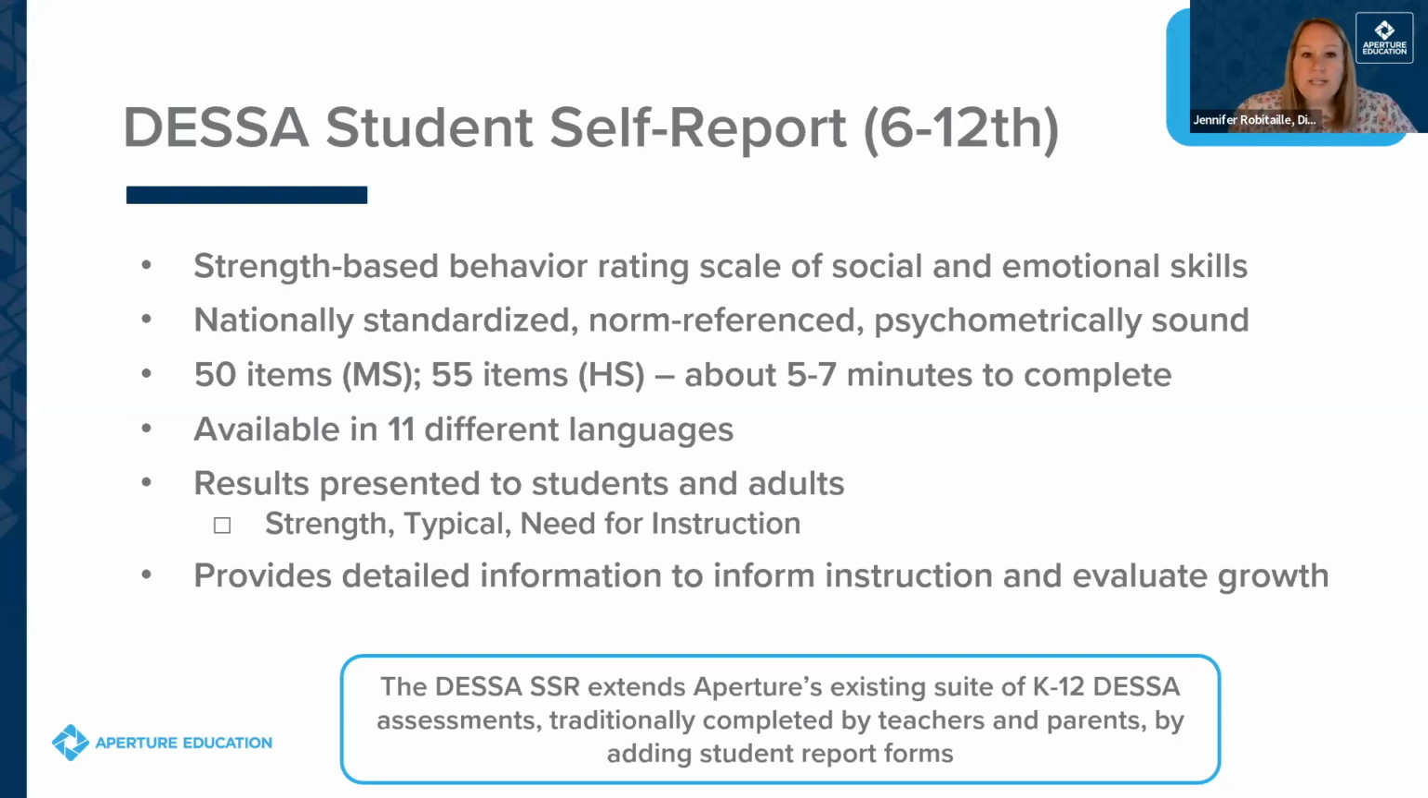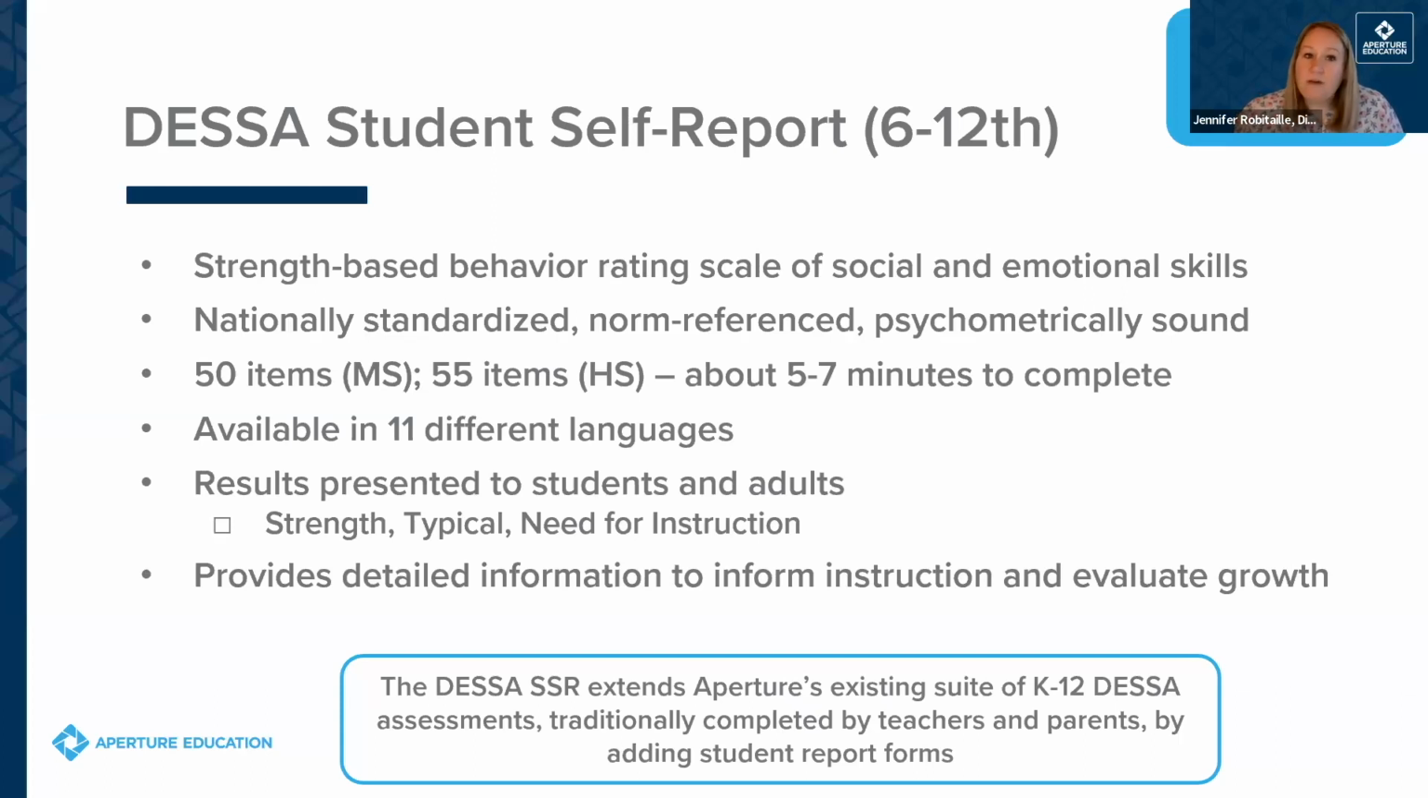So the first component I want to talk about is the DESA student self-report. This is a strength-based behavior rating scale of key social and emotional skills. So if you are already familiar with Aperture, you've probably heard of the DESA. The DESA, the Devereux Student Strengths Assessment, is a suite of assessment tools spanning K through 12 that have traditionally been completed by teachers and by parents to rate students' social and emotional skills.